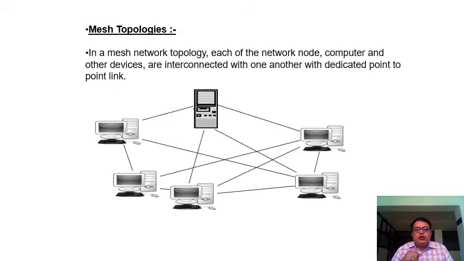After that, the mesh topology, which is a very good example of a point to point network. In this lecture we discussed what a point to point network is. In this figure you can see that all these computers are connected with each other by a dedicated link. And I also told you the formula: n into n minus 1 divided by 2.